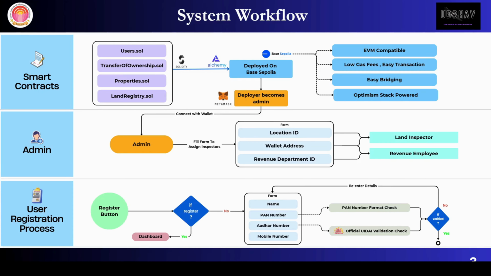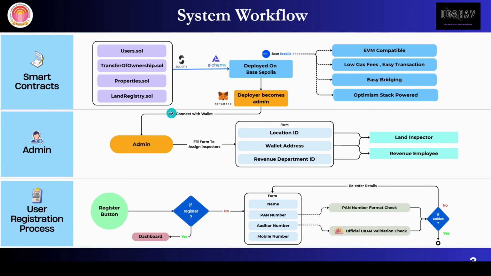We have four main pillars, which are our four smart contracts: users.sol, transfer of ownership.sol, properties.sol, land registry.sol. All four smart contracts are written in Solidity. These are being deployed on Base Sepolia using Alchemy as the node provider. Why did we choose Base Sepolia? Because it is EVM compatible, it has low gas fees, it has easy bridging, and it is Optimism stack powered. After the deployment is done, the deployer becomes the admin.